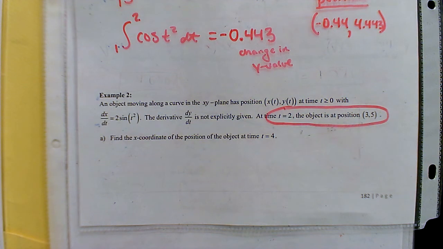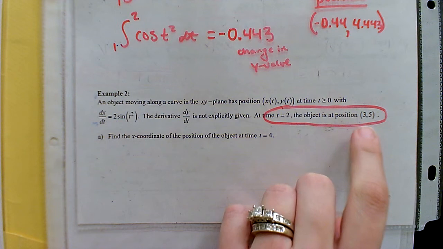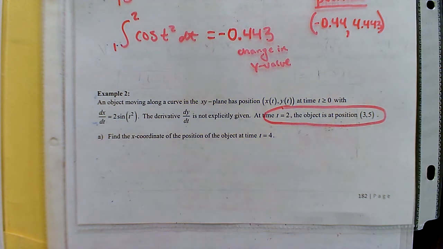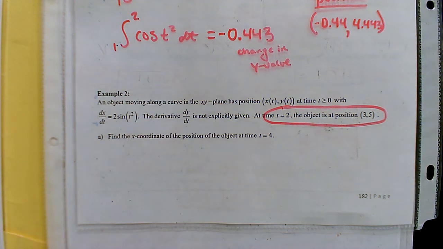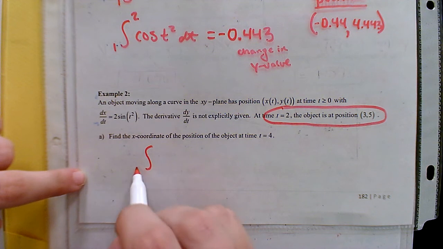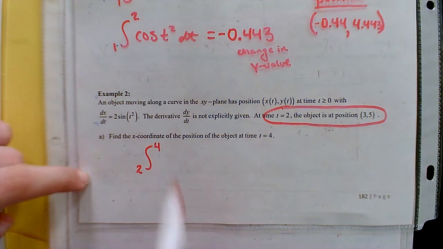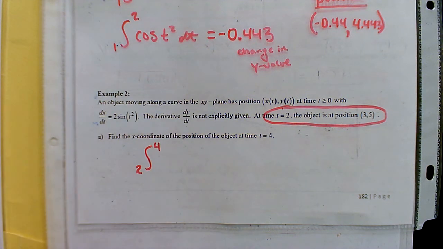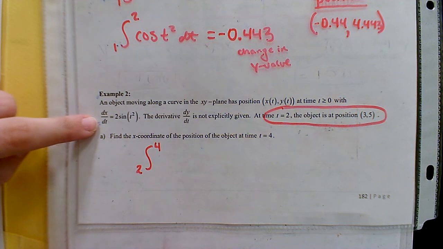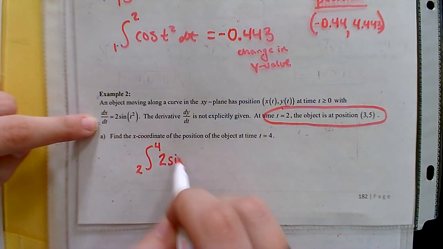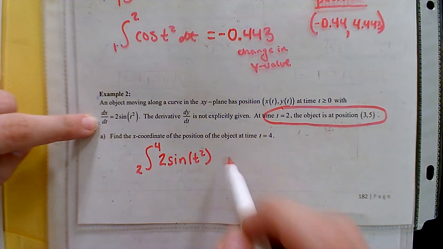What do you want to do? We know the x position at time 2, that's 3. How can we figure out the x position at time 4? Displacement. All right, so we're going to go from 2 to 4, and just the x coordinate, so we've got to integrate the x derivative, or that x velocity. So 2 sine of t squared.